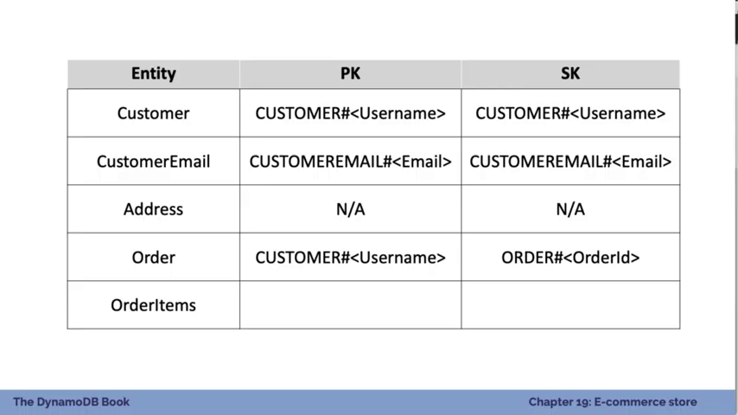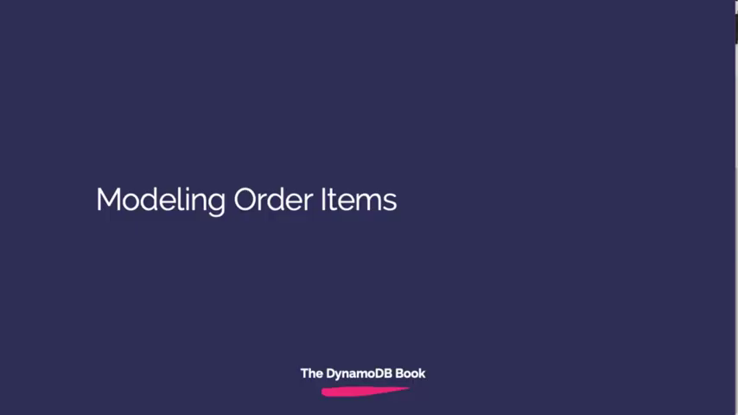All right, so let's go back to our entity chart here. We now have our order item in there. The PK is going to be customer hash and username so that it puts it in the same item collection as our customer. And then SK is going to be order hash order ID, which is going to give us that sorting and that chronological ordering within that particular item collection.